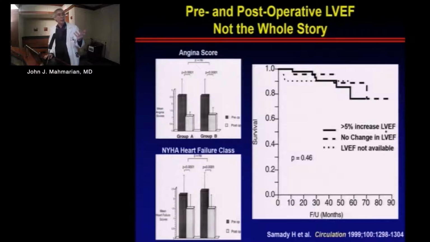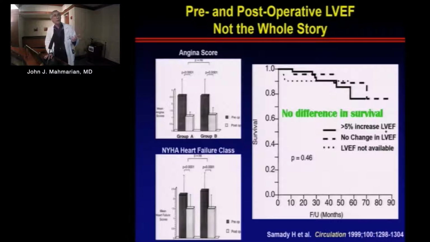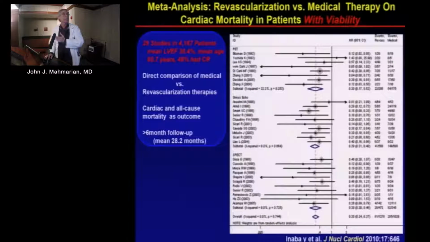And this is some data from Franz Walker several years ago looking at changes in ejection fraction. What's interesting in this study is that if you look at people who had an increase in EF or didn't have an increase in EF, there was no difference in survival with ejection fraction changes. But what's important is that anginal status improved, and New York Heart Association functional class improved. So there's more than just ejection fraction that's important.